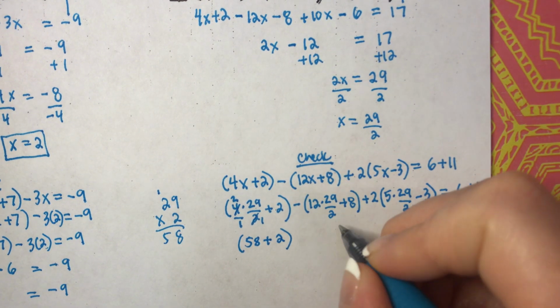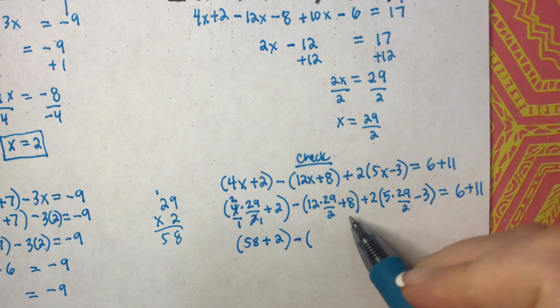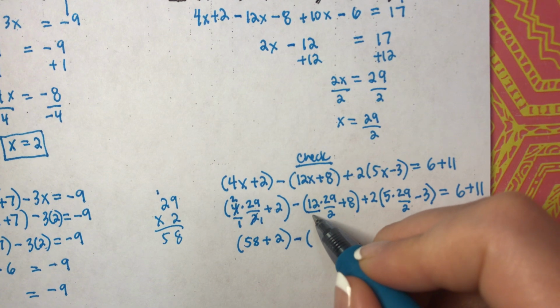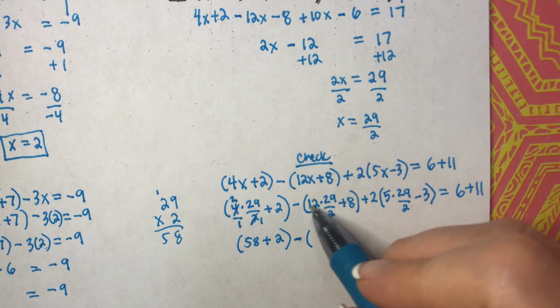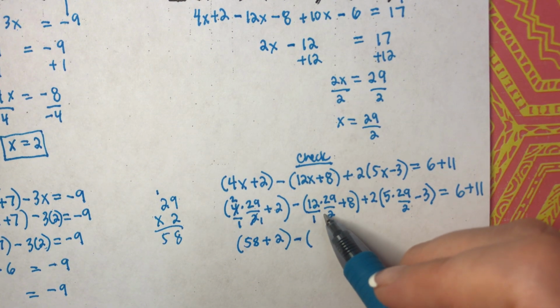We're going to move over here to this parentheses and try to simplify that. We have multiplication and addition, so we need to do the multiplication first. I'm going to make this a fraction, 12 over 1, and then we're just going to look to cross cancel. Is there a common factor between 12 and 2?